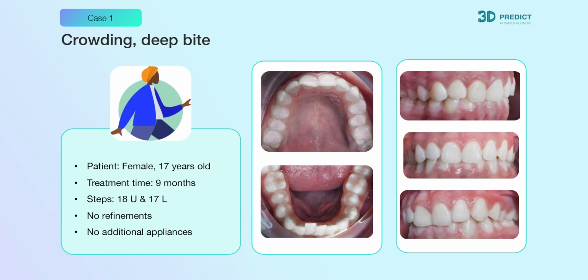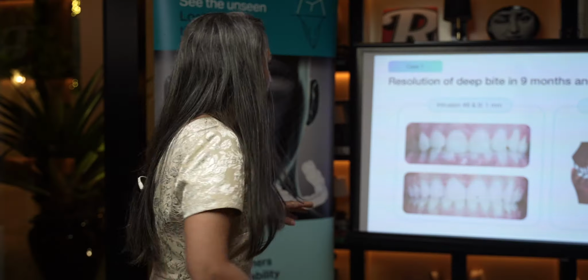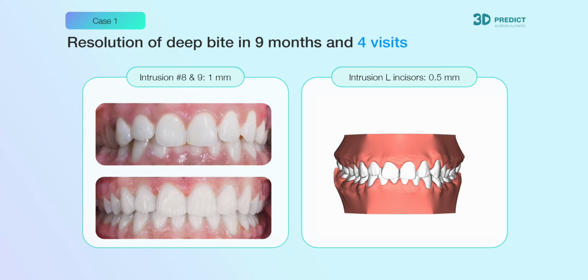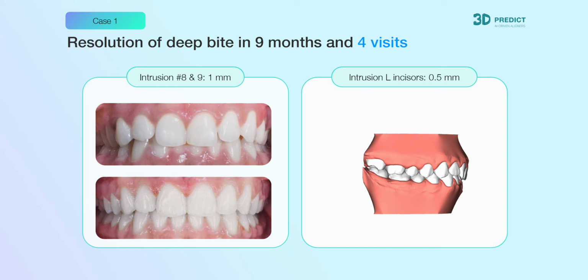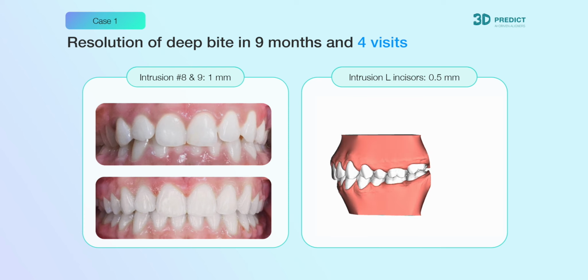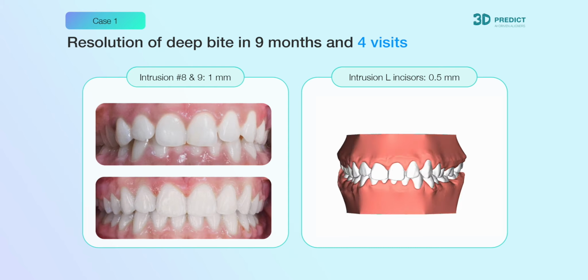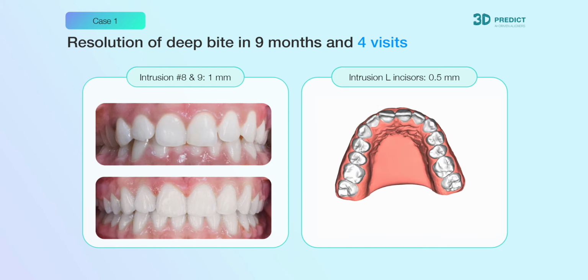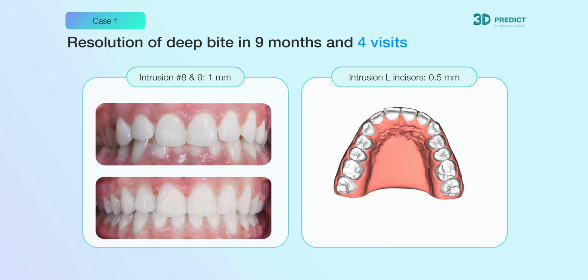This actually took 9 months. 18 steps upper, 17 steps lower, no refinements, no additional appliances. And we got a good bit of intrusion, 1.5 in total between upper and lower. And it was only 4 visits. Remember I said 6, right? This was only 4 in 9 months. So it is profitable, it's the right thing to do by the patient, right? You're changing the quality of life of the patients forever. So it just makes sense in every case.